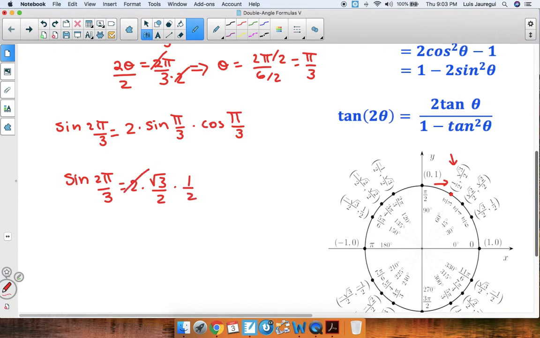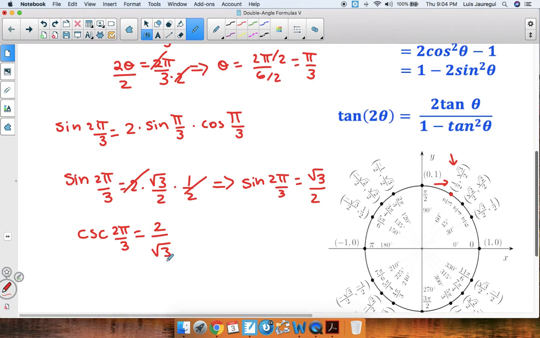Now, canceling the 2 with the 1/2, you get here that sine of 2 pi over 3 is equal to root 3 over 2. But that's not what we want. We actually wanted cosecant. So cosecant of 2 pi over 3 is the reciprocal of this. So we rewrite the reciprocal as 2 over square root of 3.